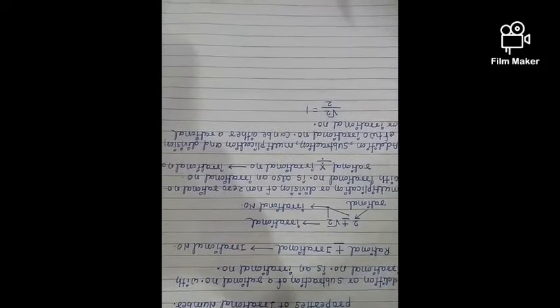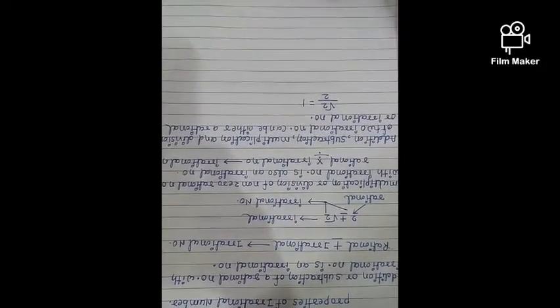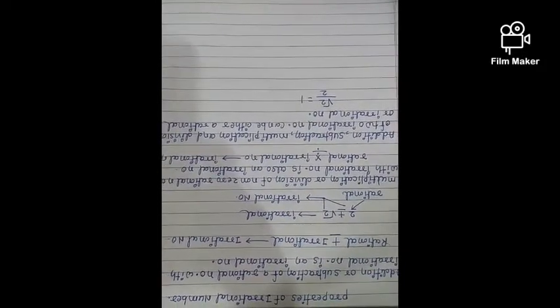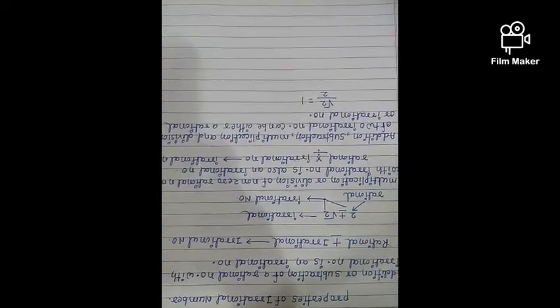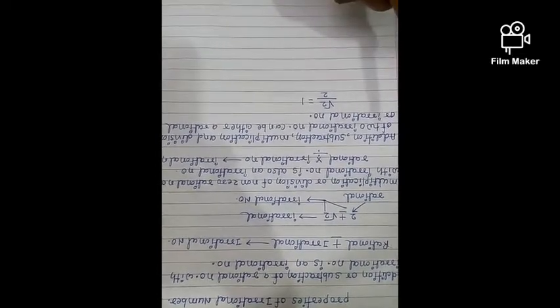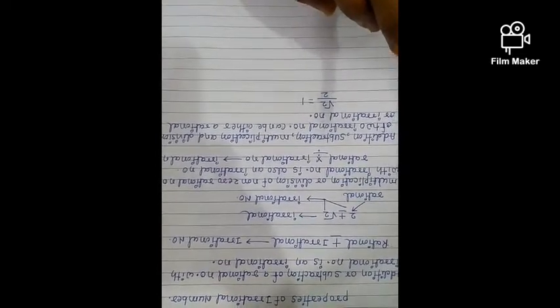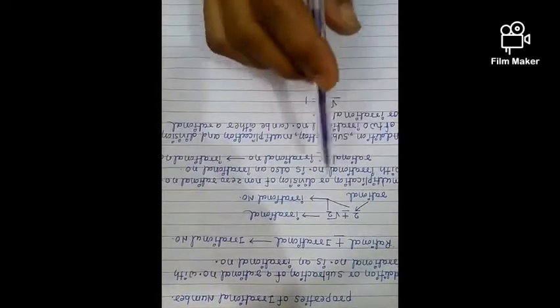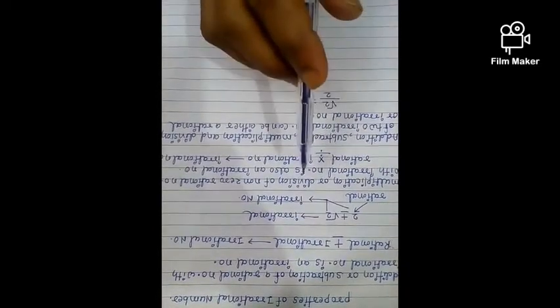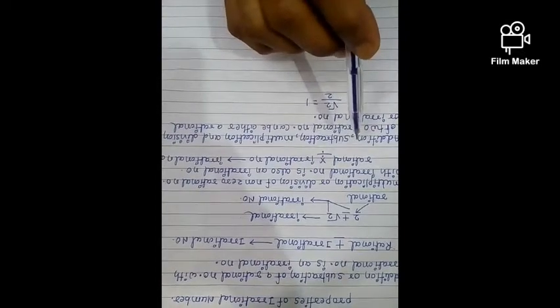Students, last lecture we learned what is meant by rational and what is meant by irrational number. So, today we are going to see the properties of irrational numbers. There are three properties of irrational numbers. We see one by one.